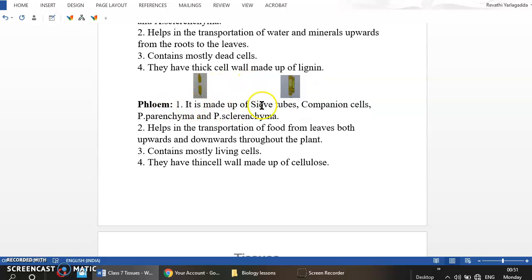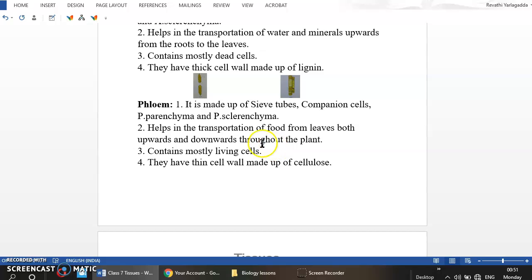Then phloem is made up of sieve tubes, companion cells, phloem parenchyma and phloem sclerenchyma. It helps in the transportation of food from the leaves, both upwards and downwards. Leaves synthesize the food, and from there the phloem transports food to the other parts of the plant. It contains mostly living cells, and the cells have a thin cell wall made up of cellulose.